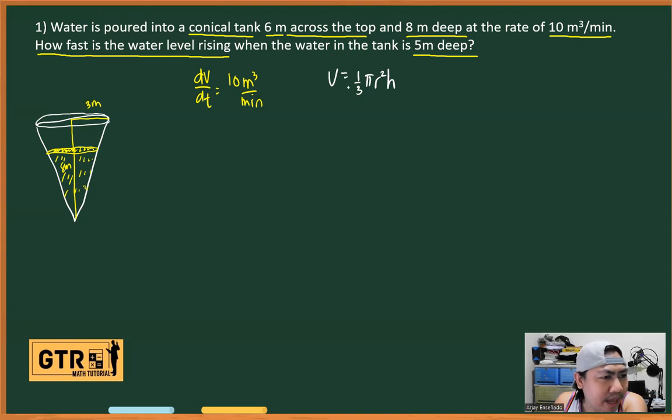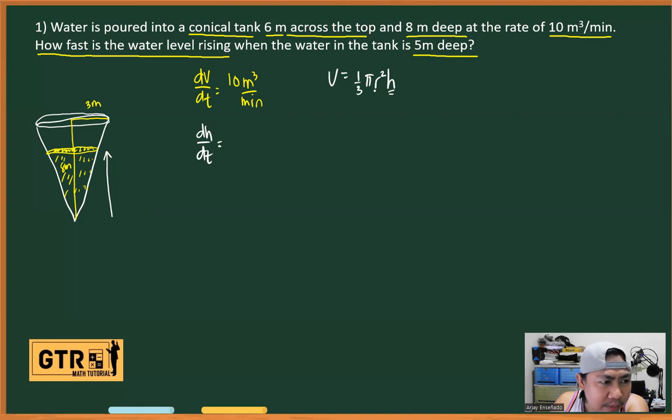Okay, so kailangan alamin natin kung may given tayo ng dV over dt. So we have three variables, V, r, and h. So ang hinahanap natin dito, how fast is the water level rising? So therefore, yun yung dh over dt. Dahil meron na tayong dV over dt, ang variable natin, r and h. So siyempre, water level rising ang hinahanap natin, so therefore, yun yung height, dh over dt. So wala tayong given na dr over dt. So therefore, we need to express the volume in terms of h only because there is no given value of dr over dt.